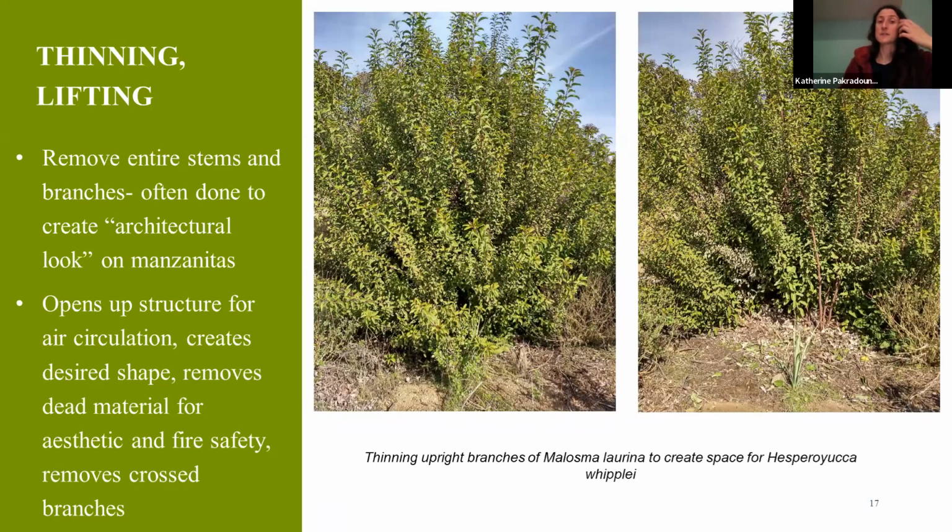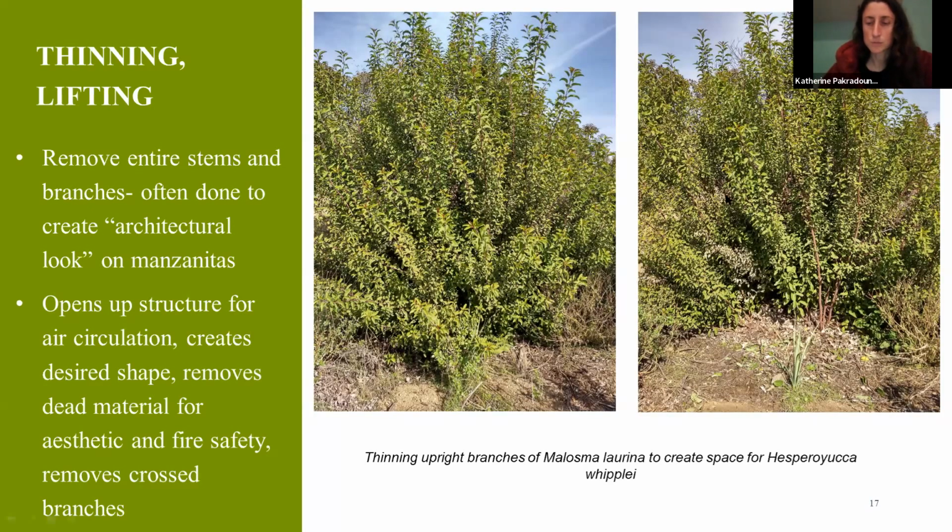The other thing you see for fire safety is the lifting of plants. And so this one in particular, the thinning of the upright branches of Malosma laurina, that is the laurel sumac, which is the most prevalent shrub on our hillsides in Southern California. It's a phenomenally resilient species that is one of the last standing ones after repeated fires have decimated the landscape. This one seems to be okay coming back each time. So it's one of the more resilient of our shrubs.